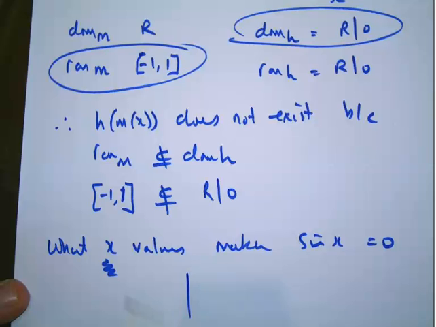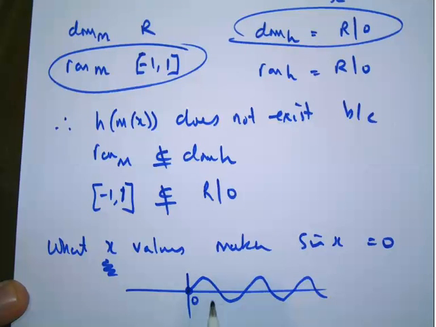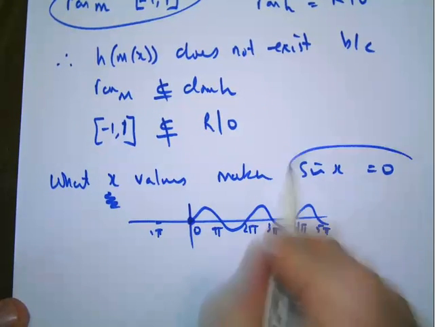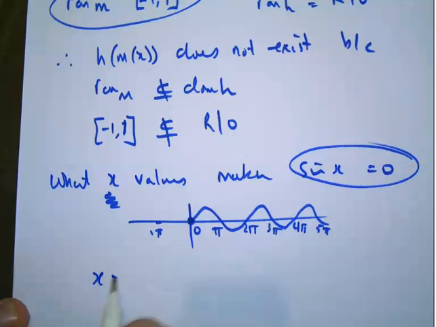So here is my sine function. There are my zeros at 0, pi, 2 pi, 3 pi, 4 pi, 5 pi, minus pi, etc. So the x values that make this equal to 0 are x equals n pi, where n is an element of all integers.